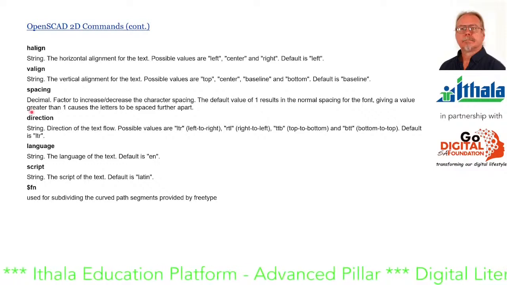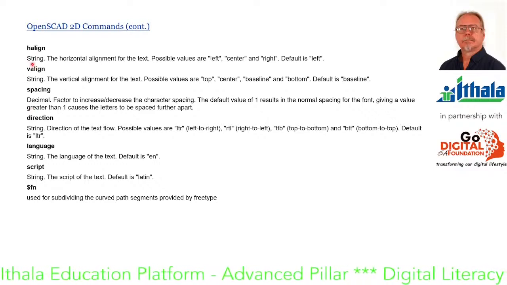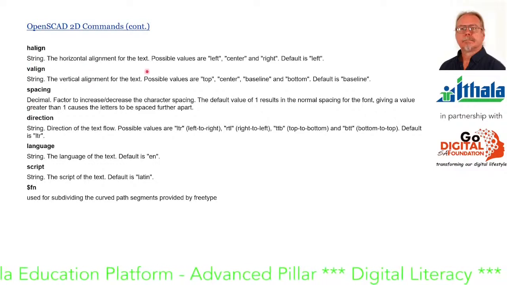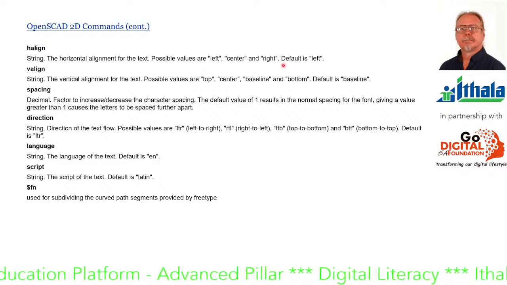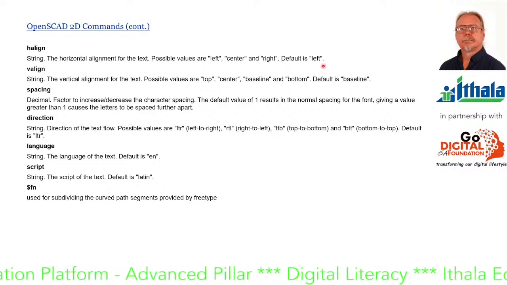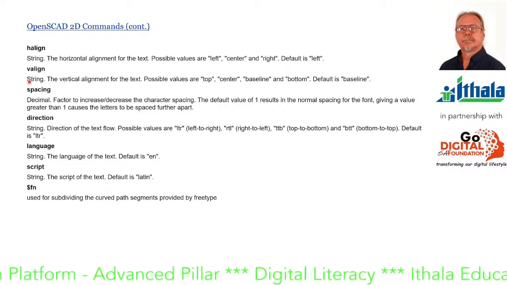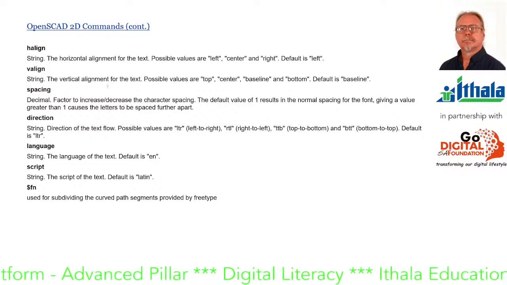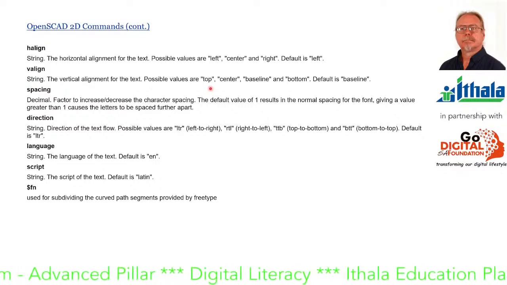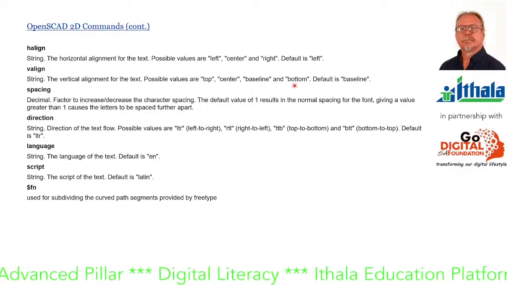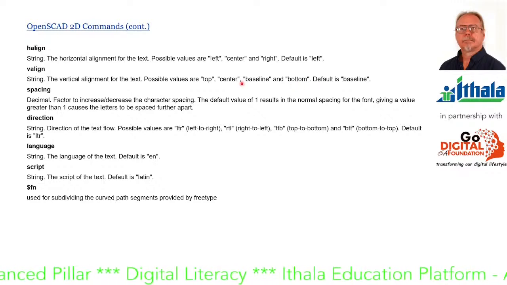Okay, other parameters are halign. That's a string, and that's the horizontal alignment for the text. The values are left, center, and right, with the default being left. valign, that's a string, and the vertical alignment for the text. Possible values are top, center, baseline, and bottom, and the default is baseline.